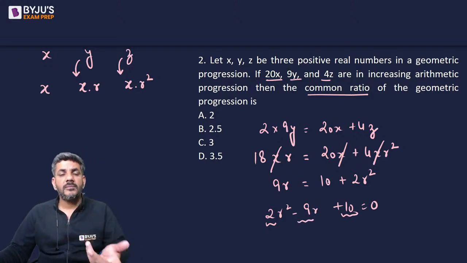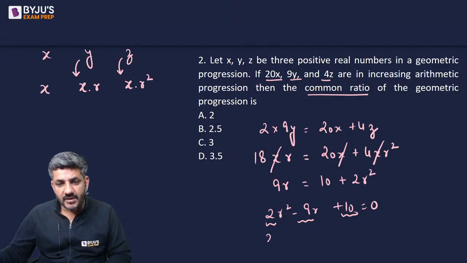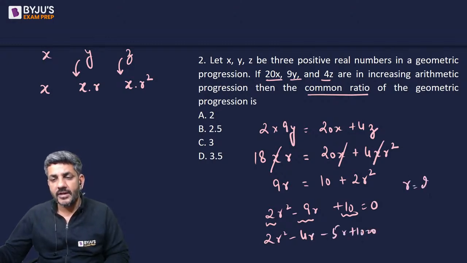So two numbers whose sum is minus 9 and product is 20. They are minus 4 and minus 5. So minus 5 and minus 4, if you break it that way, you will have 2r square minus 4r minus 5r plus 10 is equal to 0. And by solving it, you will get r as 2 or 2.5.